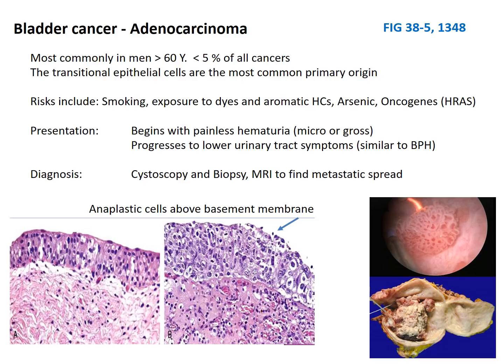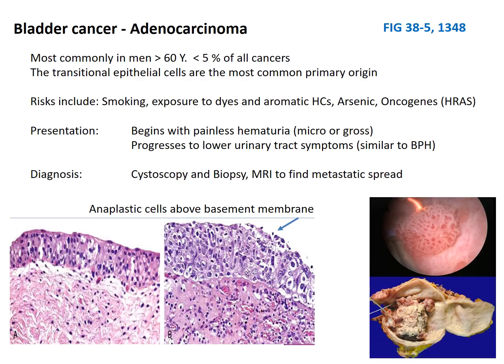Risk factors for this type of cancer: smoking, occupational exposure, long-term exposure to certain dyes and aromatic hydrocarbons, arsenic, and some specific oncogenes, particularly one referred to as HRAS. It's an epithelial growth factor mutation.